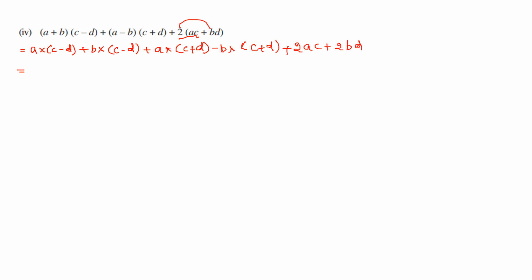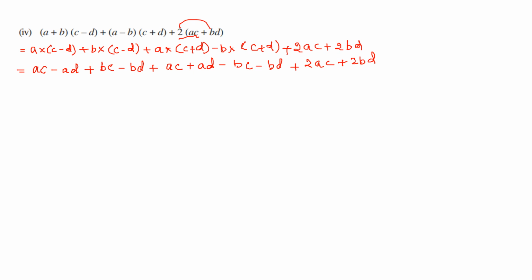Now a into c. You have to multiply a with c and also with d, right? So a into c will give ac, minus a into d will give ad, plus b into c will give bc, minus b into d will give bd, plus a into c will give ac, plus a into d will give ad, minus b into c is bc, minus b into d is bd. Why minus? Because before the bracket there is a minus sign, so the sign will change. Then plus 2ac plus 2bd.